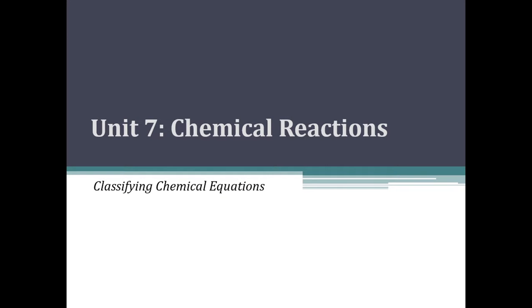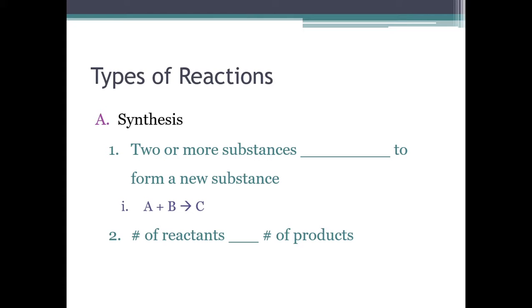In this video, we're going to talk even more about our chemical equations and how to classify them into different types. So your first type of chemical reaction is a synthesis reaction. And synthesis means to create, to build up. So in a synthesis reaction, you're going to have two or more substances combining to form a new substance. So the generic form of this is that you have A plus B coming together to create C.